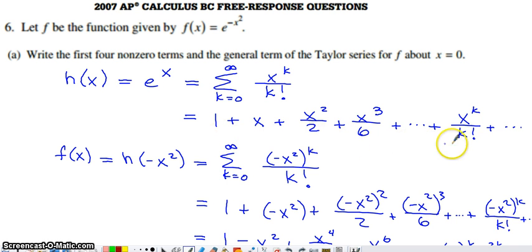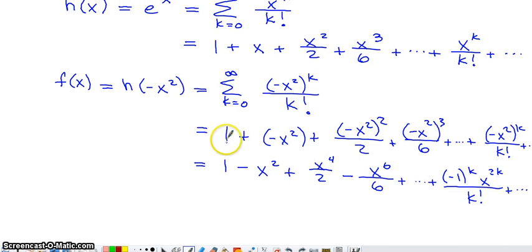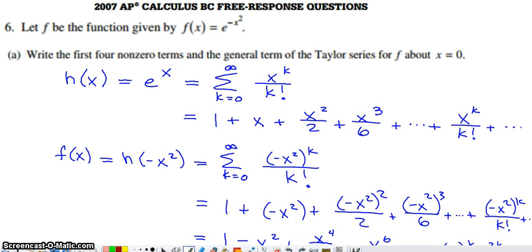In expanded form, those first 4 non-zero terms and then also the general term, what's that going to end up looking like? Well, it's going to end up looking like what I have here. I just took this line, which converges to h of x, and replaced all of the x's with negative x squareds, and that gives me a series that converges to h of negative x squared. I then simplified it a little bit, so that's what you see on this bottom line here, and that would answer part A. In part B, we're going to use our result from part A, this bottom line here, for a limit that we're going to try to evaluate.